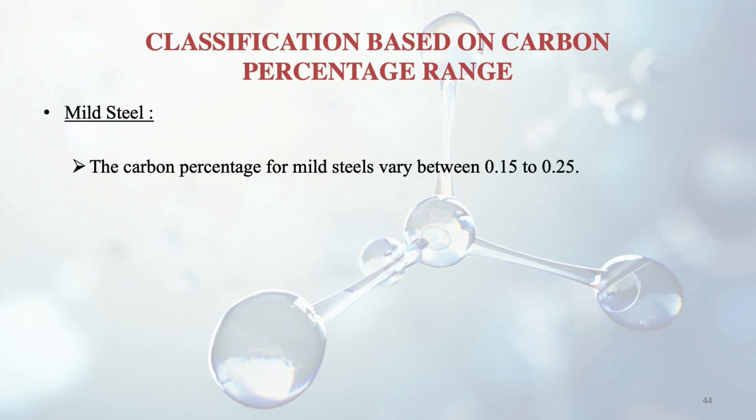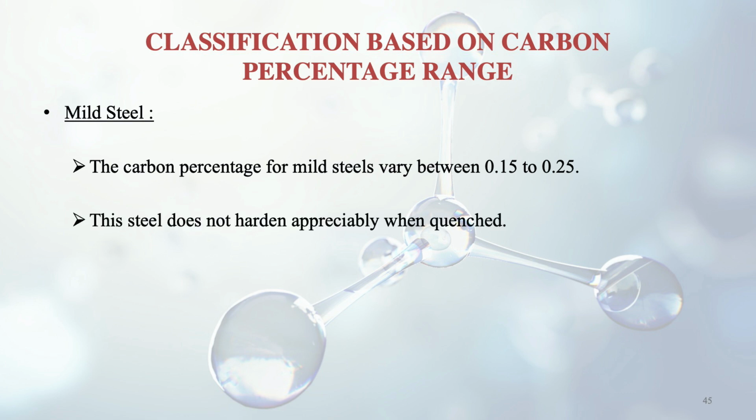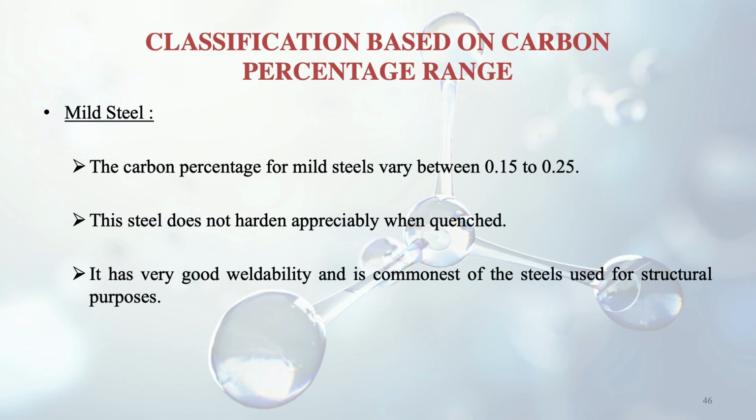Then the second one is the mild steel according to carbon percentage. Here the range of carbon is from 0.15 to 0.25%, and this steel does not harden appreciably when quenched. What is quenching actually? The steel is put suddenly into very cold water. That process is known as quenching. And mild steel has very good weldability. So the welding process can take place very easily in the case of mild steel, and that's why it is the commonest of the steels used for structural purposes.